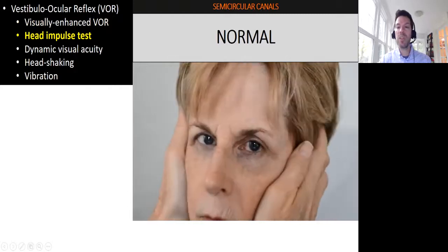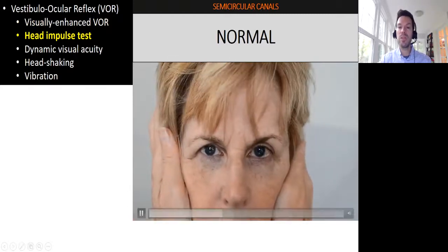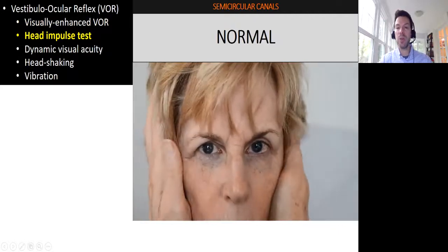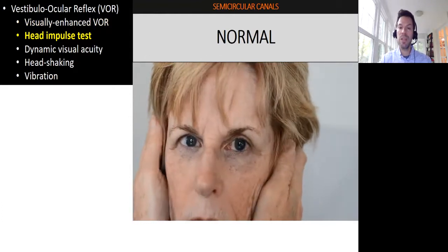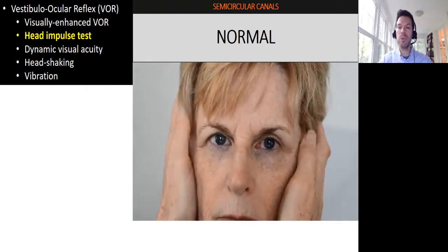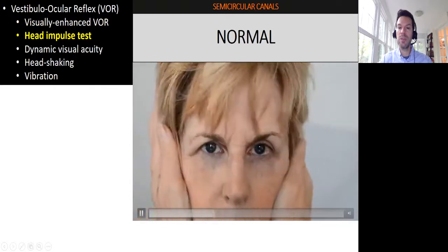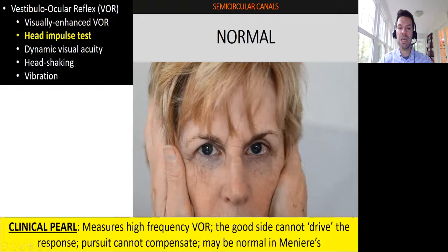So how do we really isolate the VOR? We do a head impulse. This is David Z doing the world's best head impulse test on this normal patient who has a normal VOR. And again, it's a very sort of high frequency, low amplitude movement. And this is normal. Every movement, the eyes stay right on the target. This is a normal head impulse to the right and to the left.